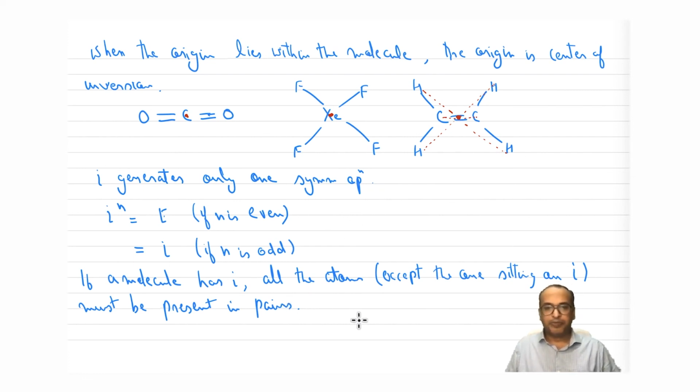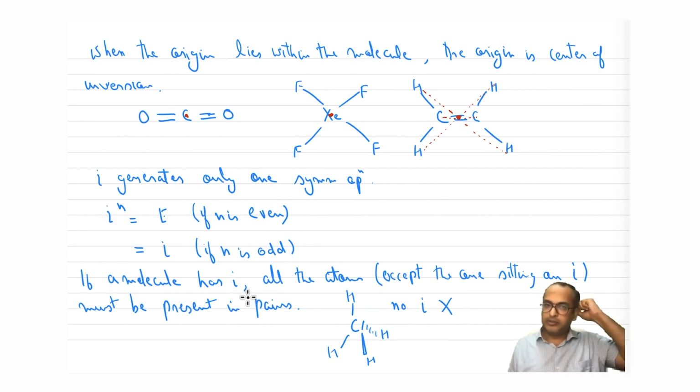So for example, for tetrahedral molecules, if you have CH4, you have hydrogens in two pairs, carbon is in a single number, but still this does not have i. So no i here, right? So vice versa is not true, but the other way around it is true. If a molecule has i, all atoms must be present in pairs except the one sitting on i.